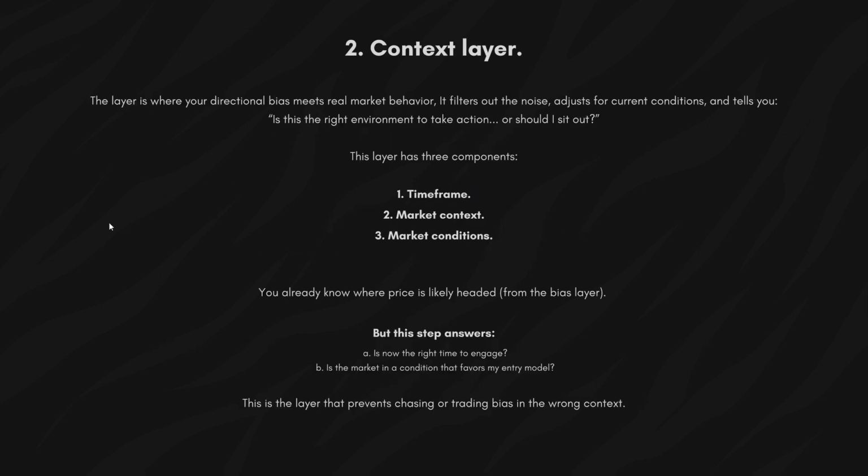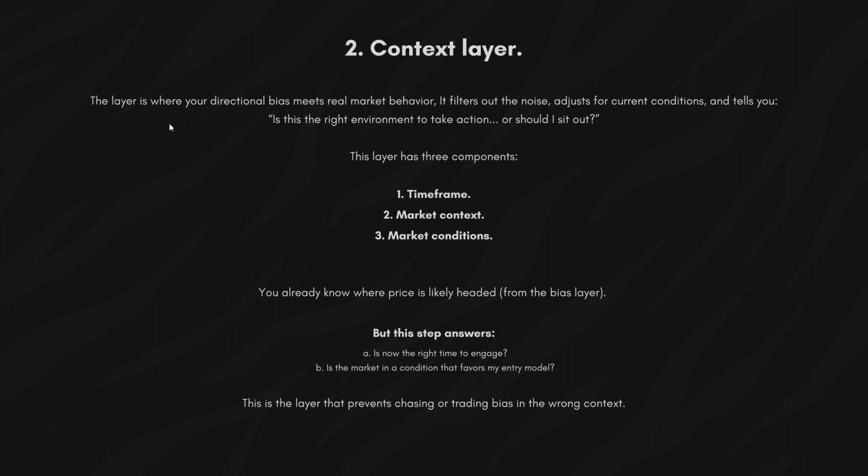So once you've figured out and built the directional bias for the day, meaning you know in which direction we are going to have a range expansion, and where that range expansion is going to originate from, and where it is going to end. Once you've figured out all of those three elements, you then move on to the next layer, which is the context layer. This is the second layer of our framework.